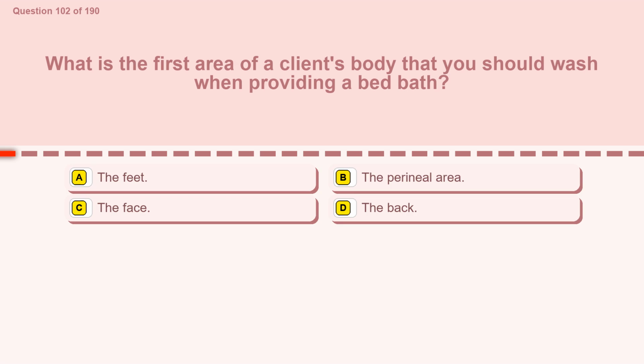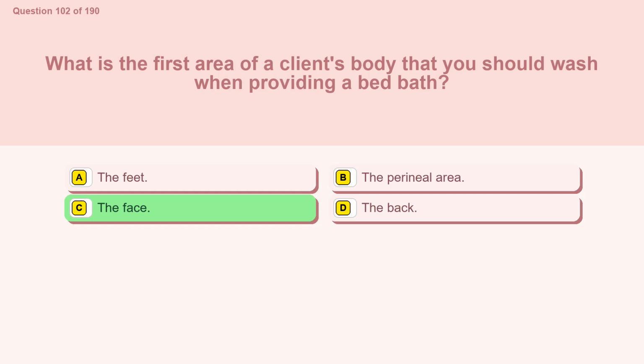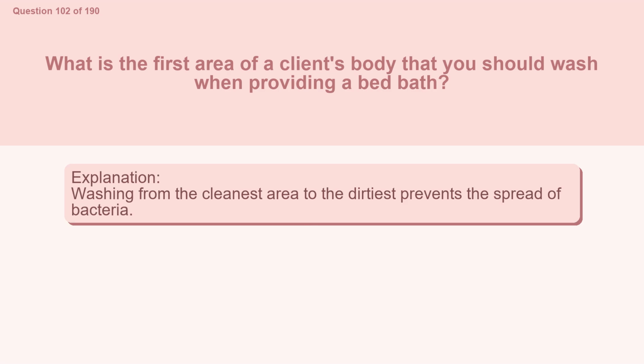Question 102. What is the first area of a client's body that you should wash when providing a bed bath? Option A, the feet. Option B, the perineal area. Option C, the face. Option D, the back. The correct answer is option C, the face. Washing from the cleanest area to the dirtiest prevents the spread of bacteria.